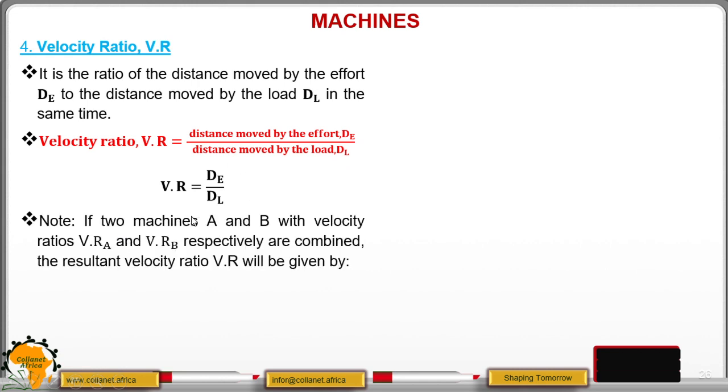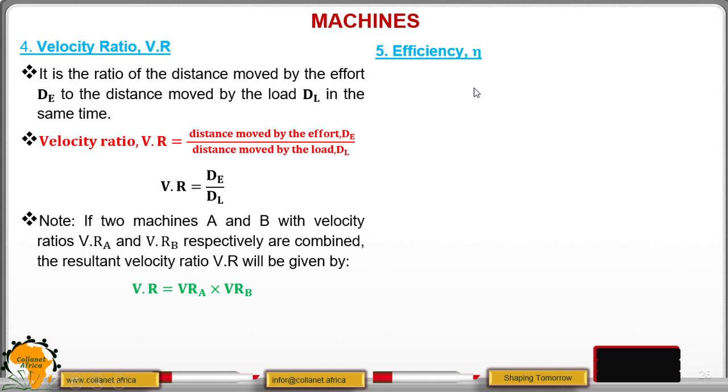If you have two machines, A and B, with velocity ratios of VRA and VRB respectively, when you combine them, the resultant velocity ratio will be the product of the two velocity ratios. So the velocity ratio of the combined machine will be VRA multiplied by VRB.